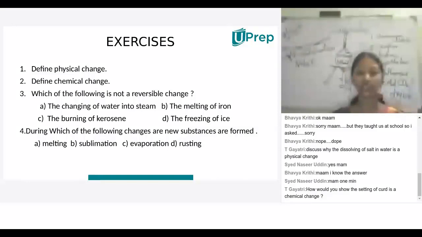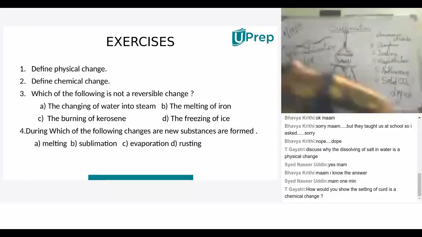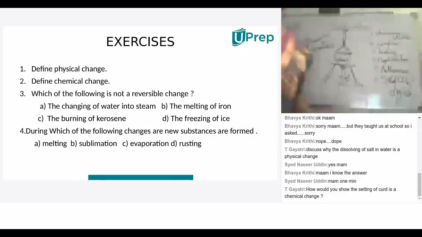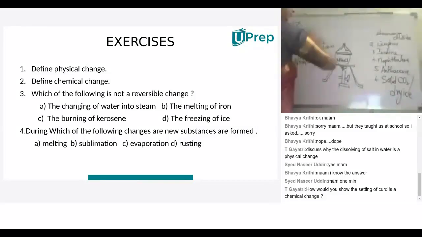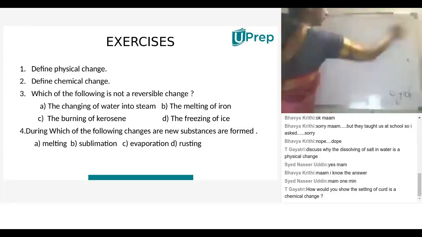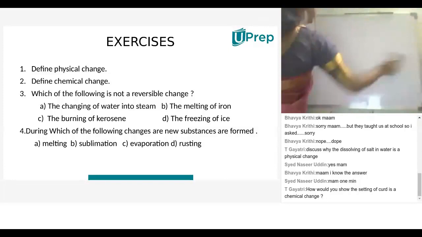The wick burns. The wick burns, ma'am. So then the wick becomes ash. So that's a chemical change, and when it melts, we get the candle wax back, so then it's a physical change. Yeah, definitely.